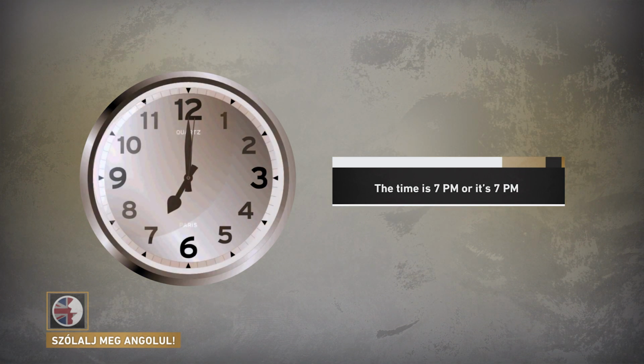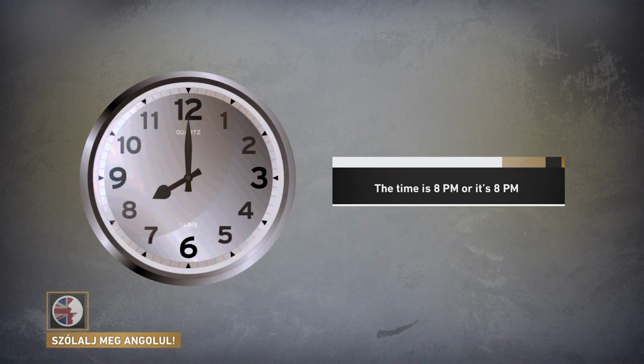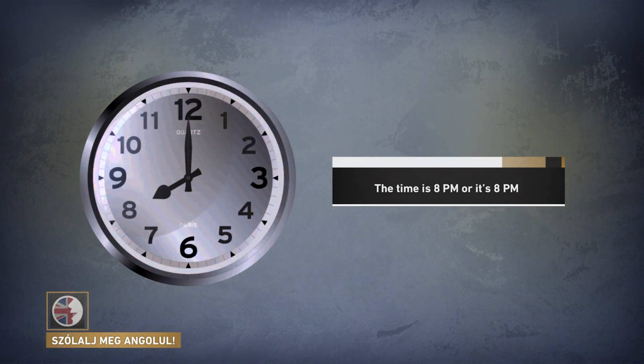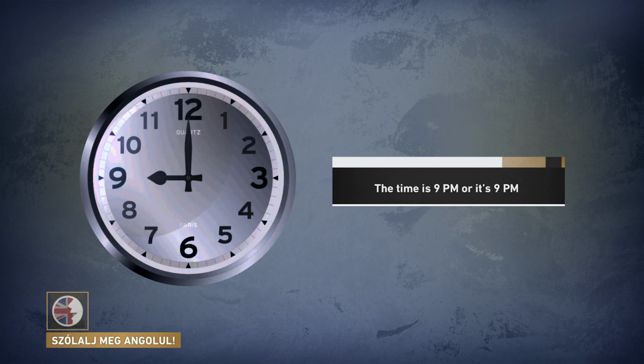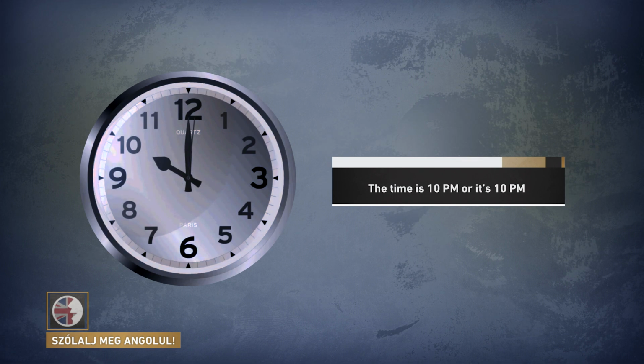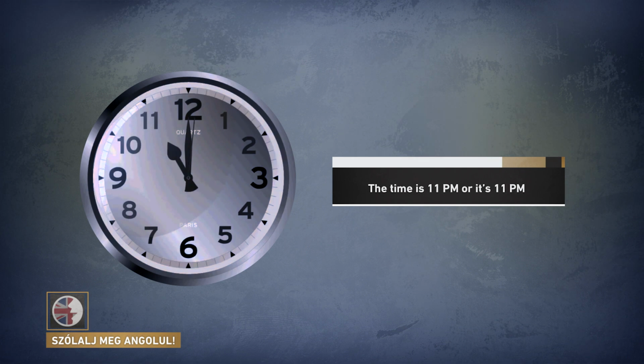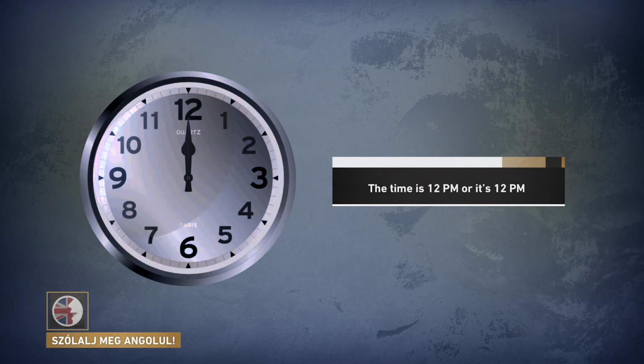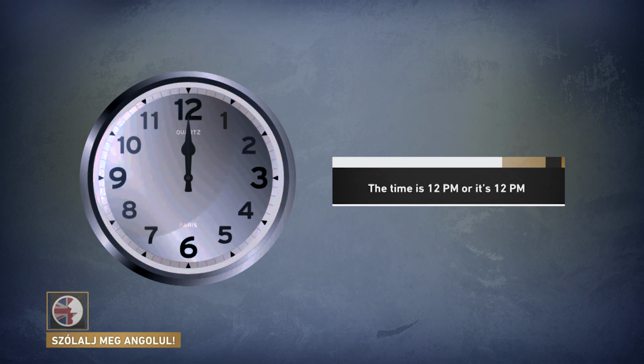The time is 7 p.m. or it's 7 p.m. The time is 8 p.m. or it's 8 p.m. The time is 9 p.m. or it's 9 p.m. The time is 10 p.m. or it's 10 p.m. The time is 11 p.m. or it's 11 p.m. The time is 12 p.m. or it's 12 p.m. Simple.